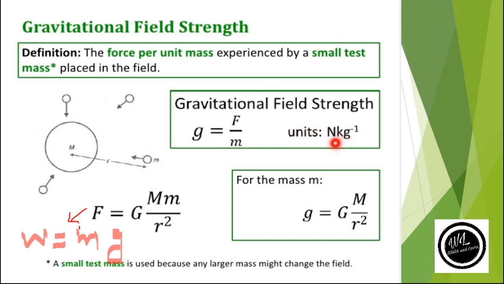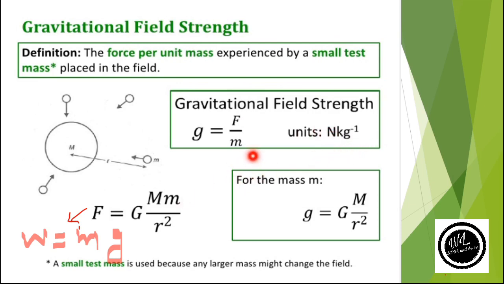Why am I writing Newton per kg? Because gravitational field strength is equal to F over m, gravitational force per unit mass. The unit of force is Newton and the unit of mass is kg. When I move the unit of mass to the denominator, it will be Newton per kg.